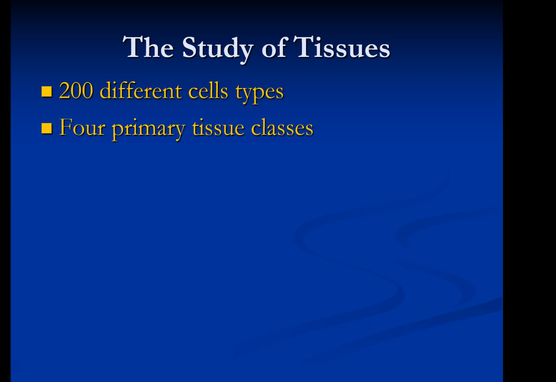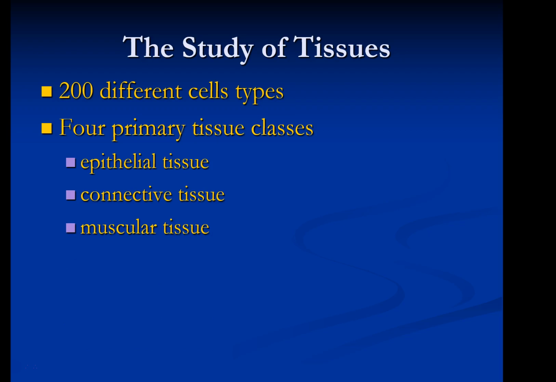There's connective, good. Epithelial. We got 2 out of 4. Nervous. Does that sound right? Okay, so we got epithelial, connective, nervous. There you go. Muscle tissue.